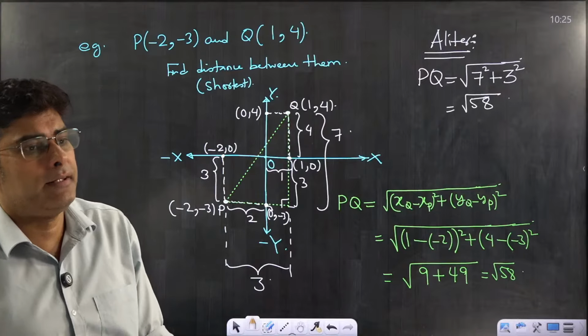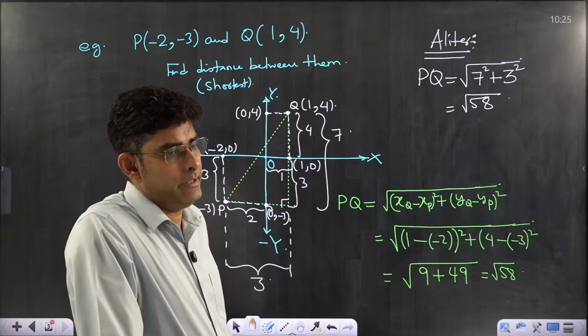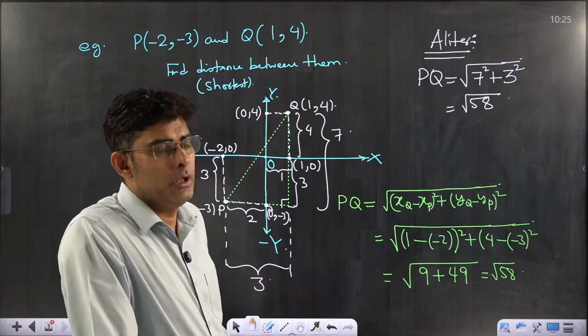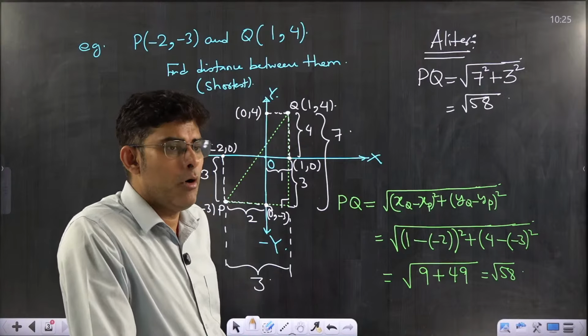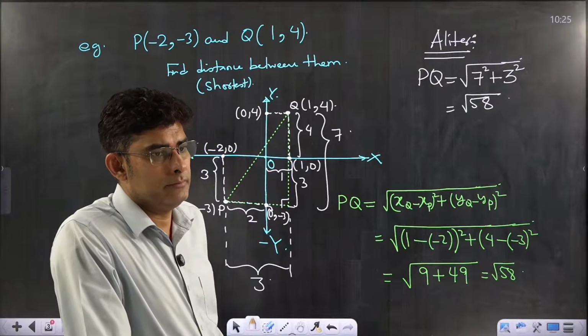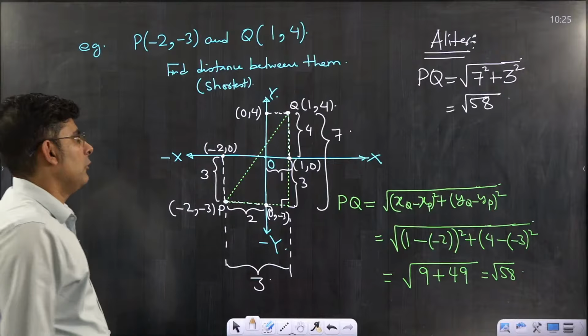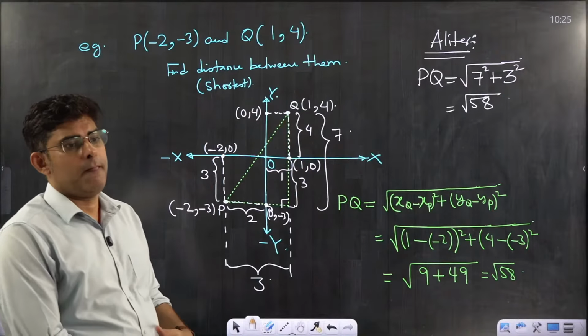So you will leave the answer like this. If you are getting root 58, approximately you can take the value, or you can just leave the answer as it is, root 58. If you don't know square root, you can use either binomial approximation to get the closest value, or you can leave it as it is. Understood? So this was about coordinates and distance.